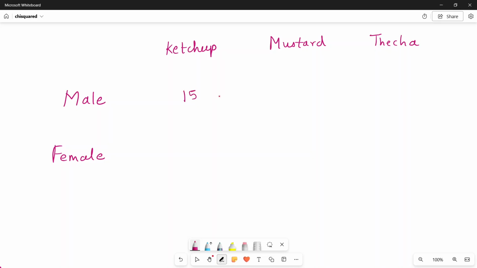15 males like ketchup, 23 males like mustard, and 10 males like pizza. And amongst females, 25 like ketchup, 19 like mustard, and 8 of them like pizza. So the row-wise total, if you can pause and solve it for yourselves, comes out as 48. This comes out as 52. So this is your row-wise total.